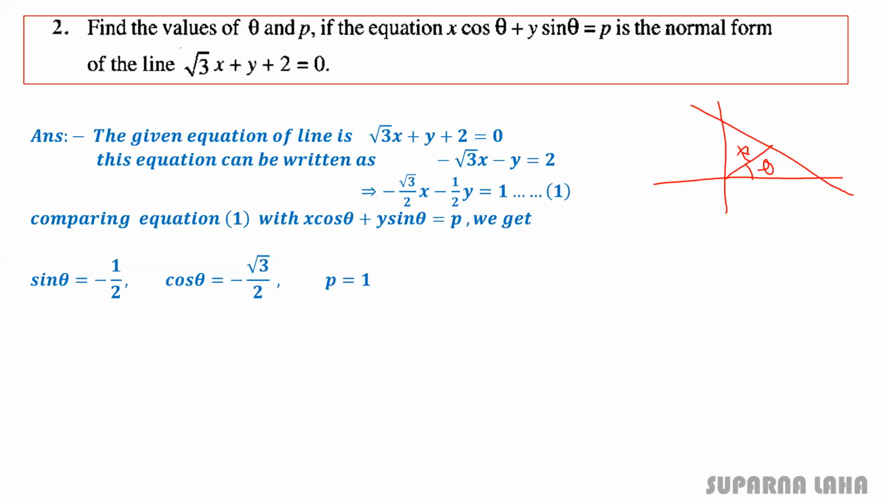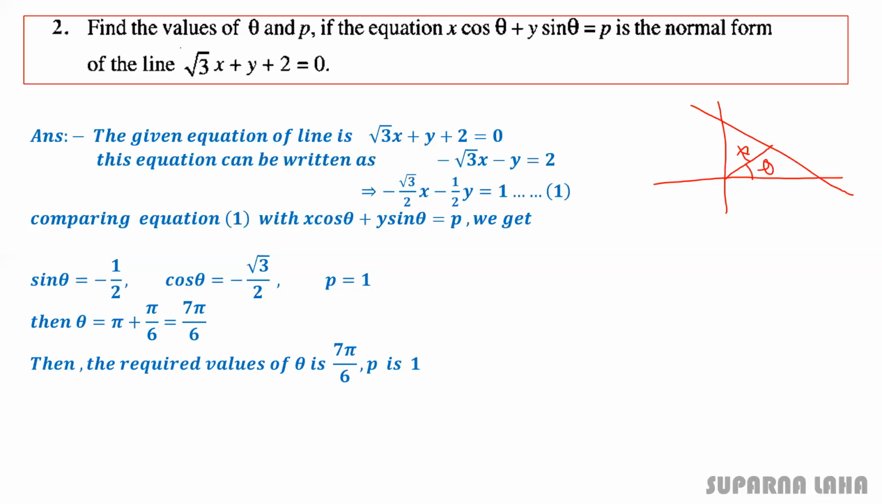So what should be the angle? First of all, write down the angle, that is pi plus pi upon 6. Right? 7 pi by 6 is the angle. That is, the value of theta is 7 pi by 6 and p is equal to 1. So the normal form is x cos 7 pi by 6 plus y sin 7 pi by 6 equals 1. Clear? So this is the value of p and theta.